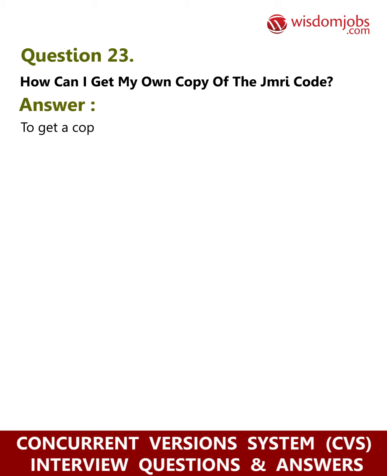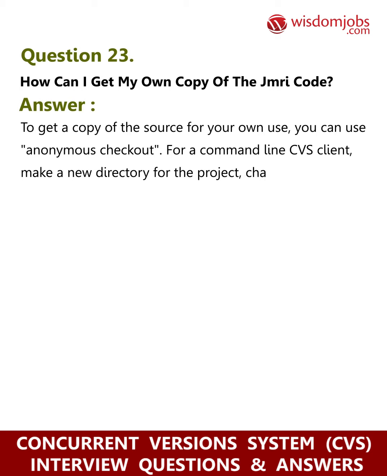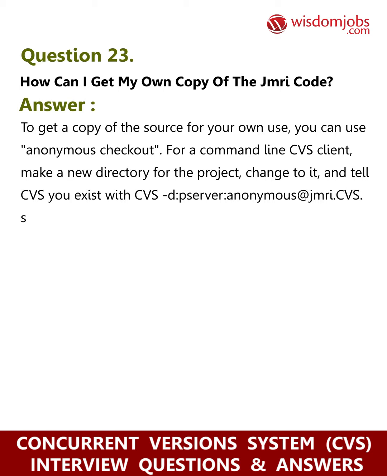Question 23. How can I get my own copy of the JMRI code? Answer. To get a copy of the source for your own use, you can use anonymous checkout. For a command line CVS client, make a new directory for the project, change to it, and tell CVS you exist with cvs -d :pserver:anonymous@jmri.cvs.sourceforge.net:/cvsroot/jmri login.